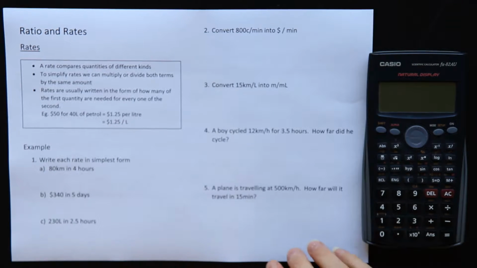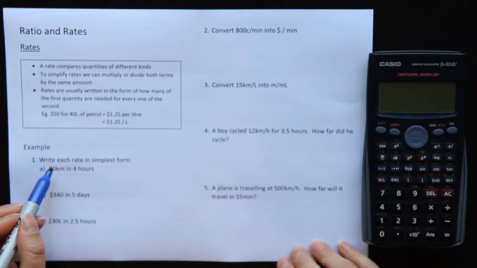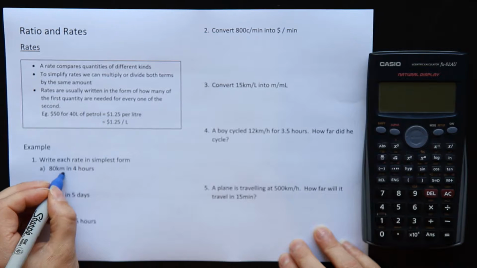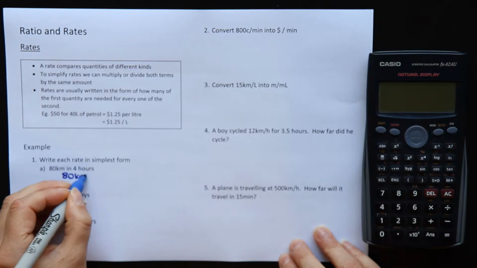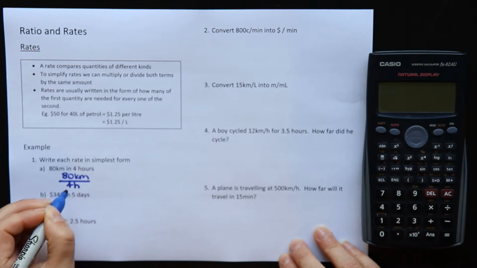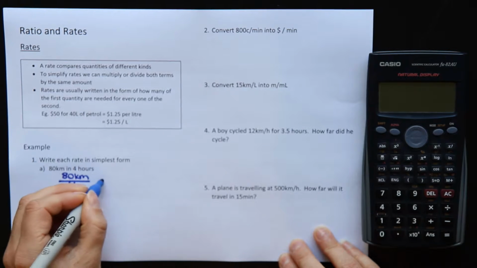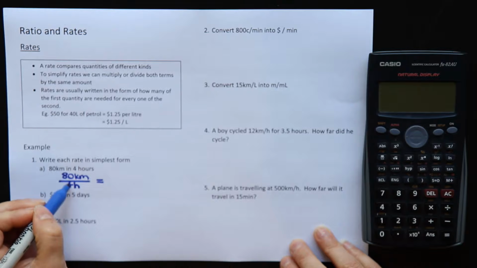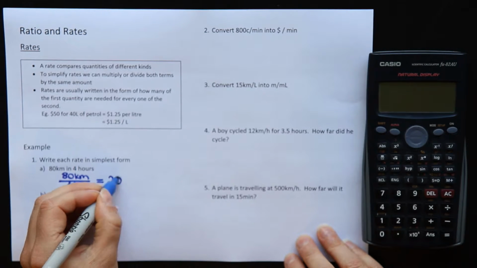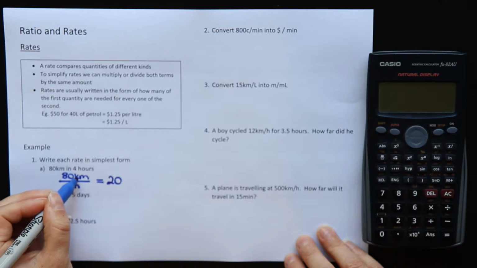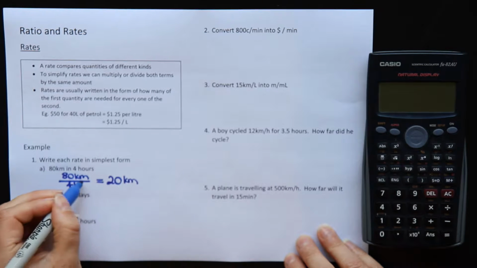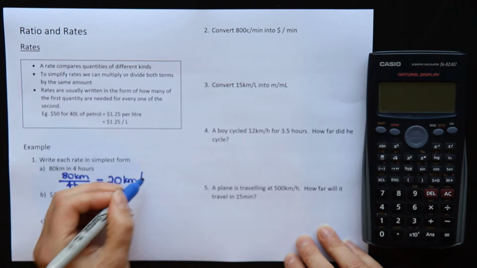So that's what we need to do for these first few questions here. Write the rate in simplest form. 80 kilometres in 4 hours. What we can do is write that down as a fraction. Then we divide our numbers. 80 divided by 4 is 20. And having the units here tells us that we have kilometres per hour.